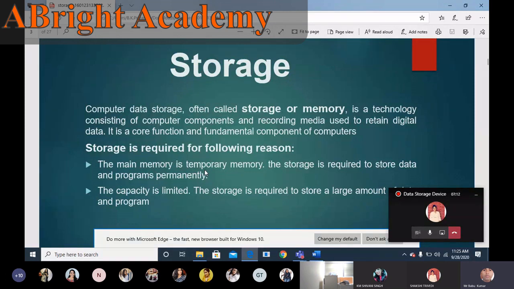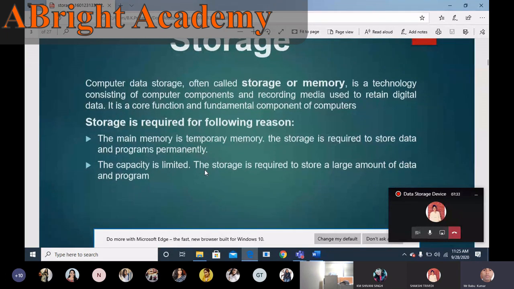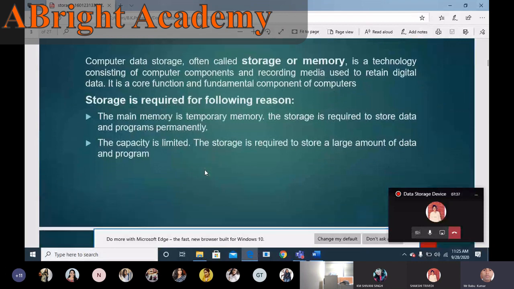Storage is required for the following reasons. The main memory is temporary. The storage is required to store data and programs permanently. The capacity is limited. The storage is required to store a large amount of data and programs.